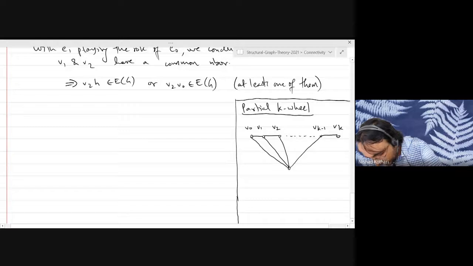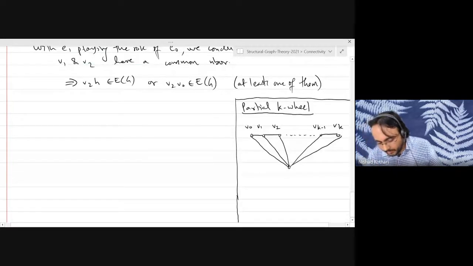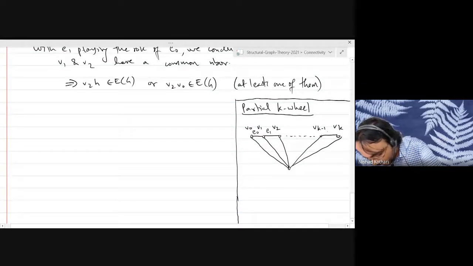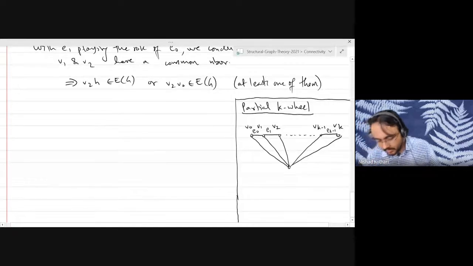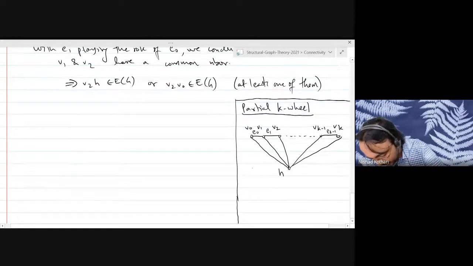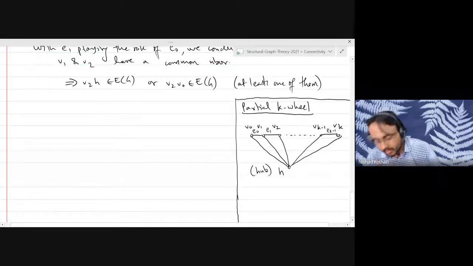So what we want is a path V0, V1 up to Vk, and the edges of this path we will call them E0, E1 up to Ek minus 1. Okay? And we have this common vertex. We have this vertex H, which is called the hub of the partial K wheel. Okay? Which is not on this path.